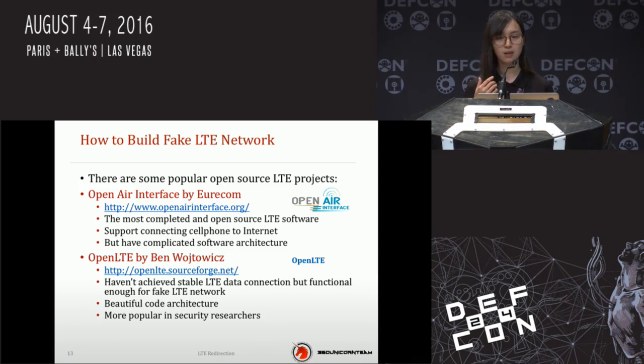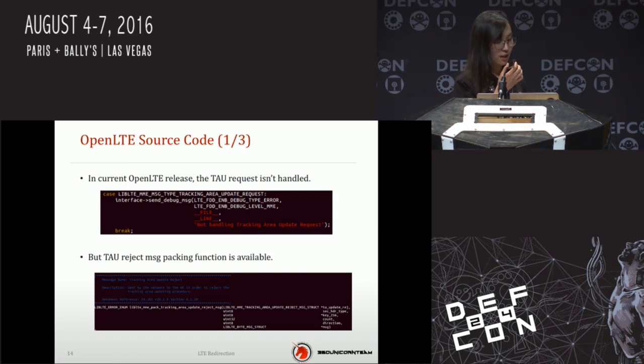However, the shortcoming of this project is that it hasn't achieved a stable LTE data connection. But for our experiment, the functionality is enough to build a fake LTE network. I wrote a few slides to give tips on the OpenLTE source code. If you want to build a fake LTE network, just look at these signalings. Let's see the signalings again.